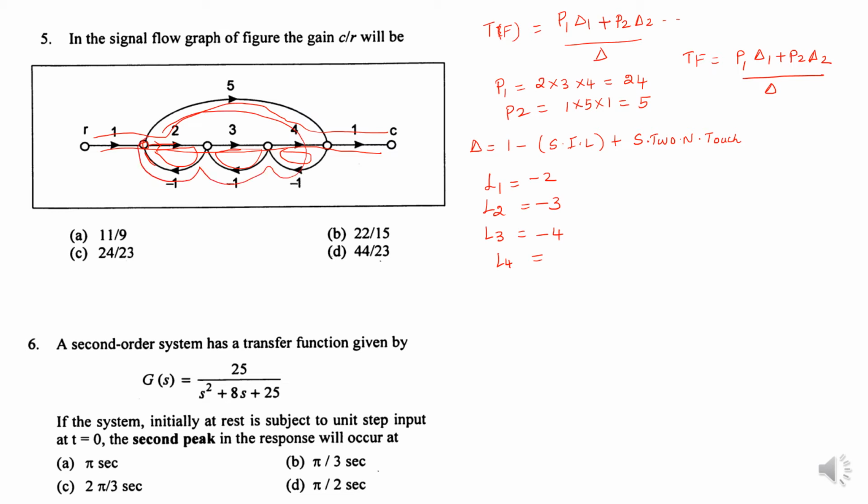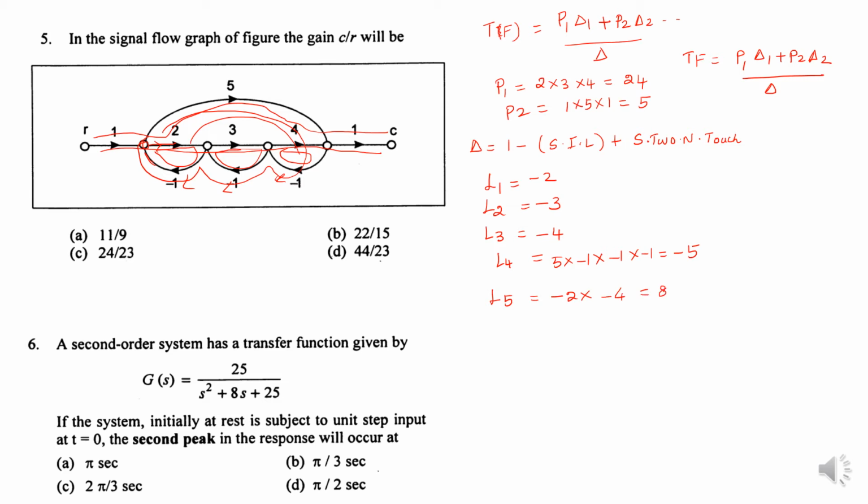This is loop number 4. So 5 into minus 1 into minus 1, minus 1 into minus 1, that is minus 5. And two non-touching loops: loop number 1 and loop number 3 are the two non-touching loops. So I have to multiply. So I'll get L5, that is a non-touching loop, minus 2 into minus 4, that is 8.